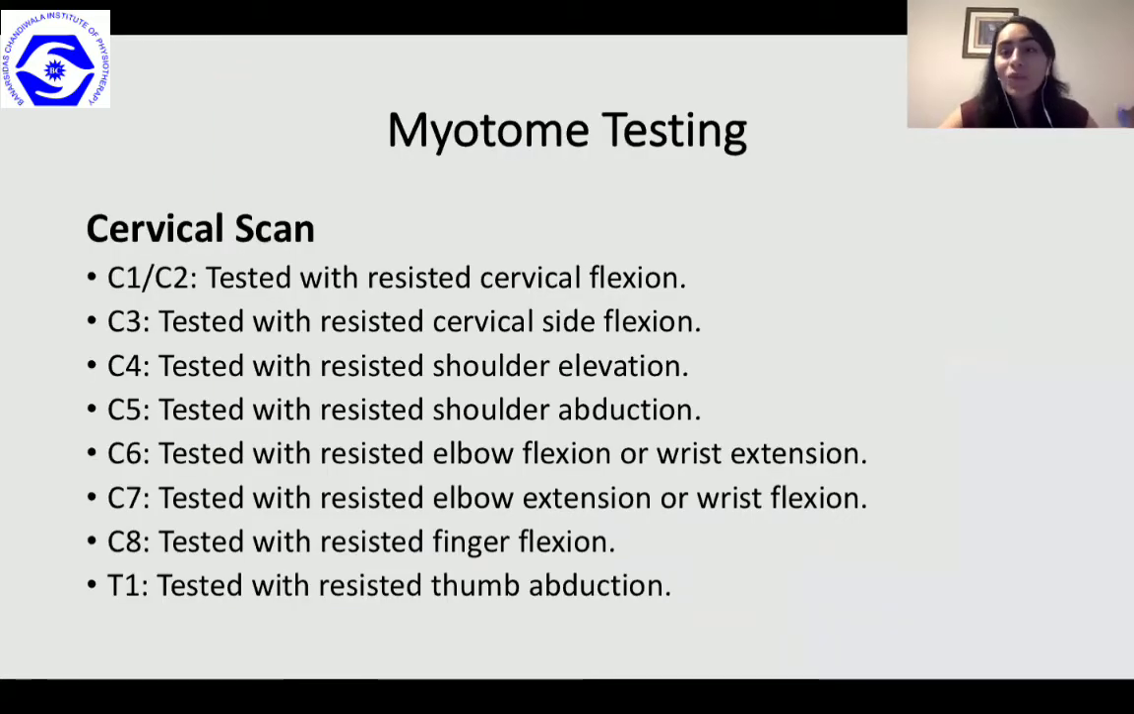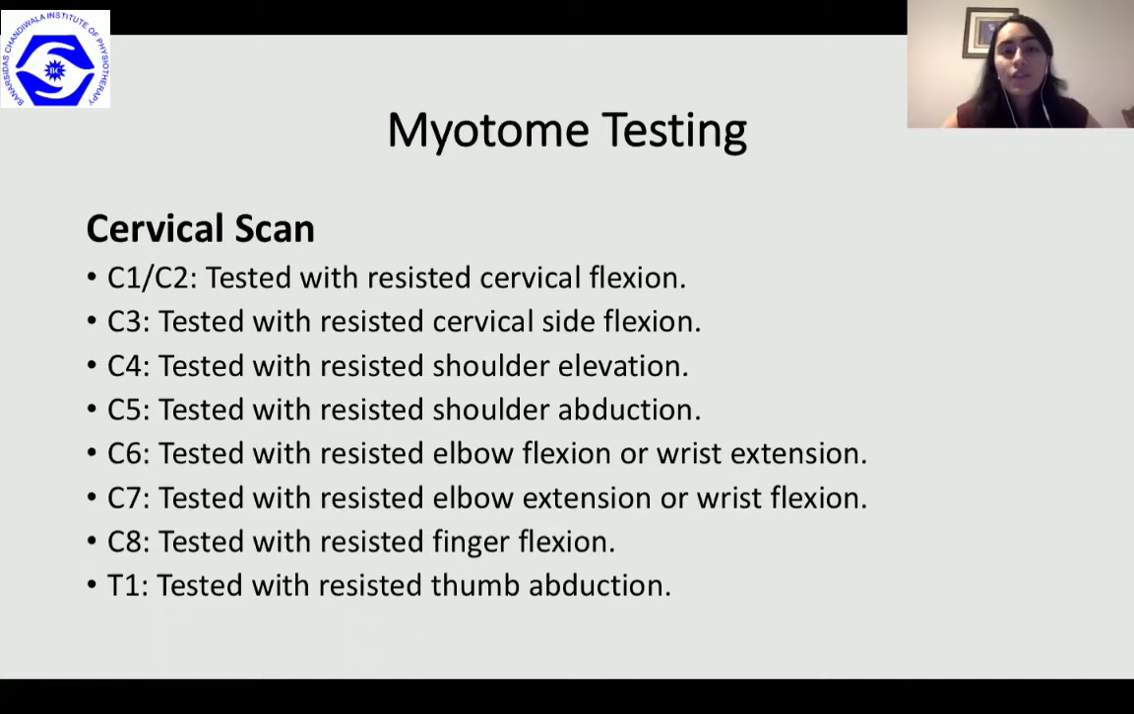Now we move to myotome testing. As you all must be knowing, a myotome is a group of muscles supplied by a single nerve root. So a single nerve root supplies a group of muscles, but for the purpose of testing, there is a select group of muscles which are selected, and we test those only.